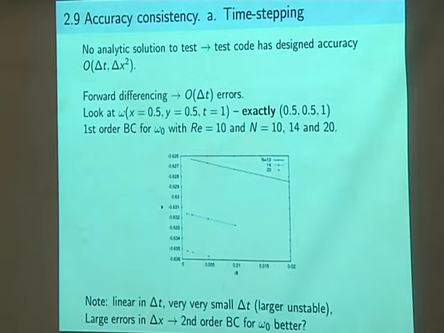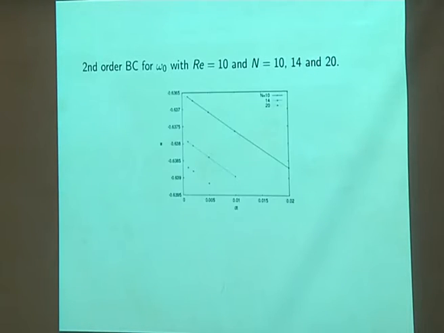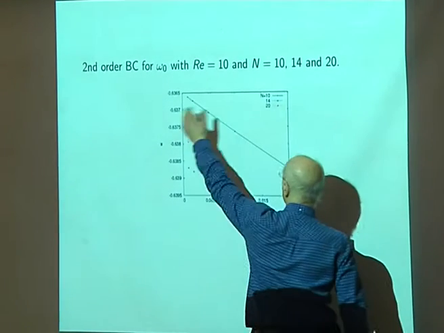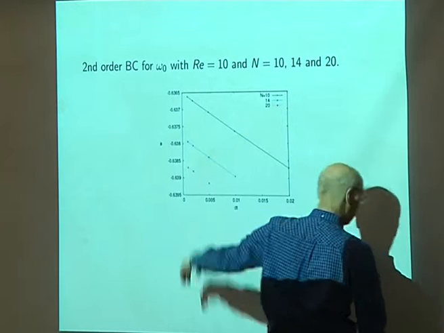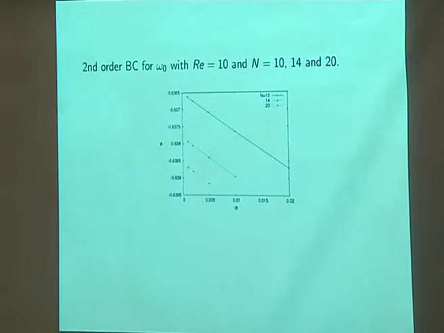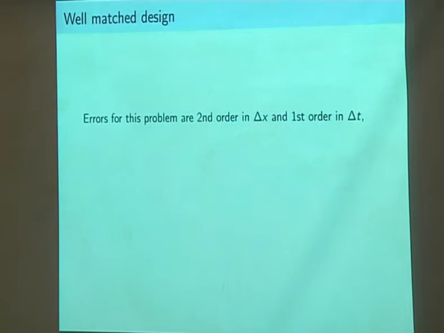So if I switch to the second order boundary condition, that linear interpolation we talked about, we get this: the errors in changing delta t, as I go across the page, are similar to the errors in changing delta x. Right, so it's well worth having that second order boundary condition on the vorticity. Okay. So we have errors which are proportional to delta x squared and are proportional to delta t.